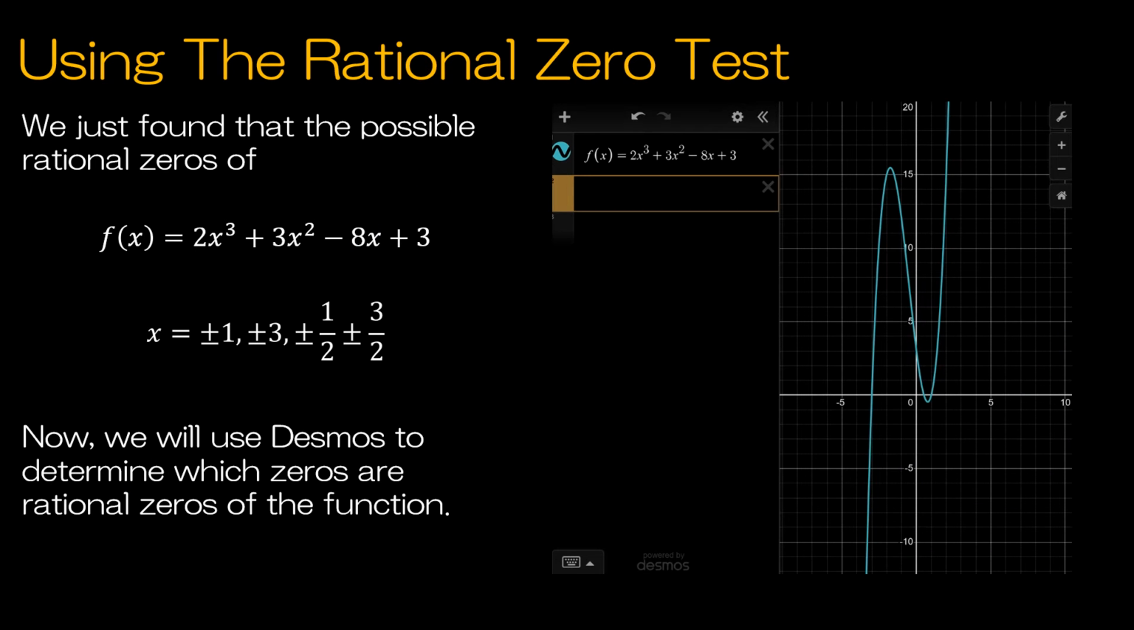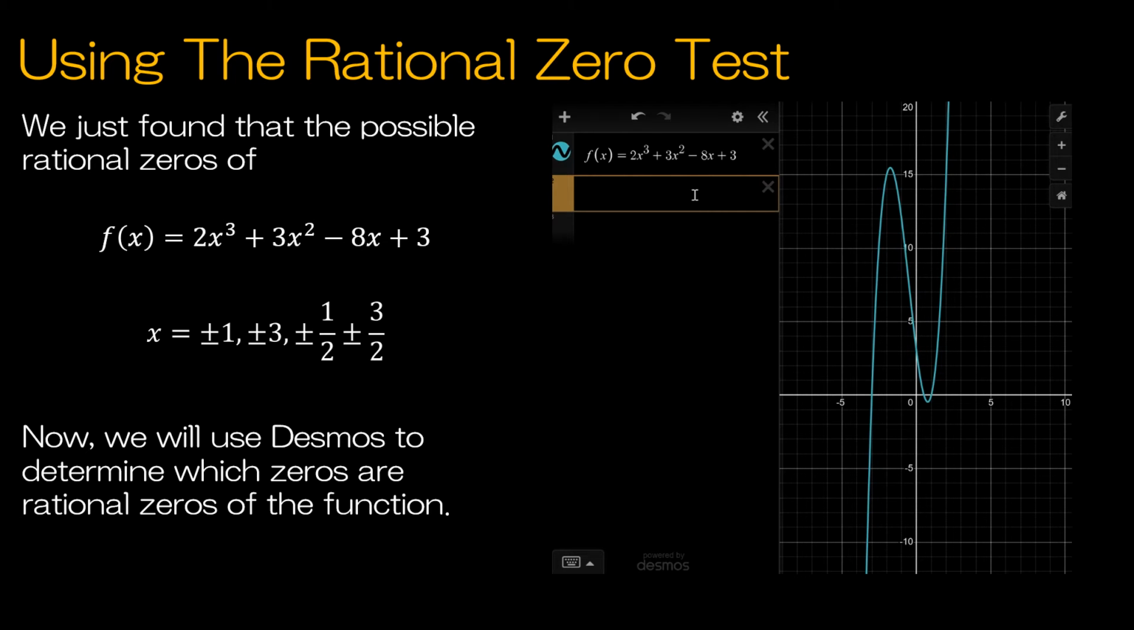We're now going to use Desmos to help us determine which of these are zeros. Now you might be saying, well, Professor Brame, why don't I just come down here and click on these and determine the actual values? And you could, of course you could, but we want to learn about what the rational zero test tells us. So we're going to actually use the left-hand side of Desmos to determine.